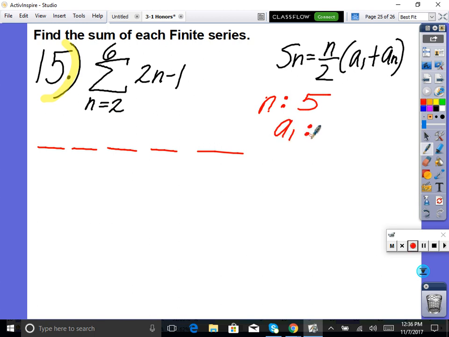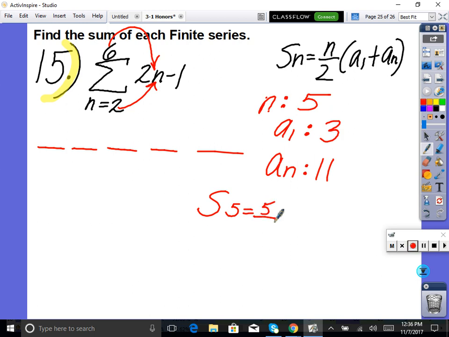What's a sub 1, everybody? Well, that means the first term you're summing up, so you need to plug in your lower limit, because that would be the first thing we'd plug in. 4 minus 1 is 3. Then a sub n means the last term you'd be summing up. Well, plugging in 6 would be the last thing we're plugging in. So 12 minus 1 is 11. And now we can plug it into our formula. So S of 5 is equal to 5 divided by 2 times a sub 1 plus a sub n. So the sum of those 5 terms is 35.